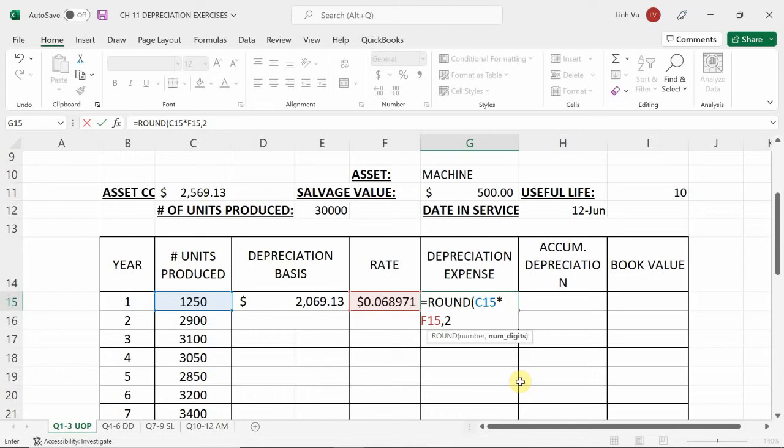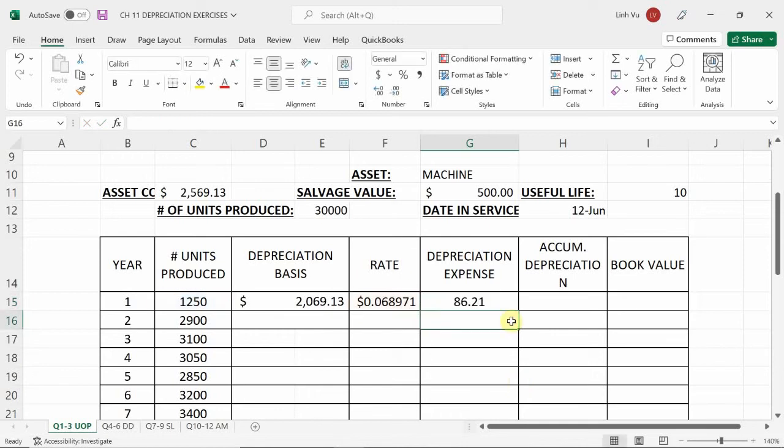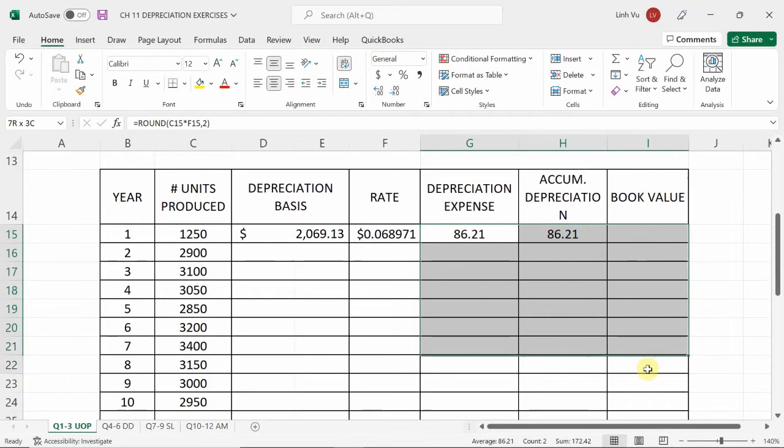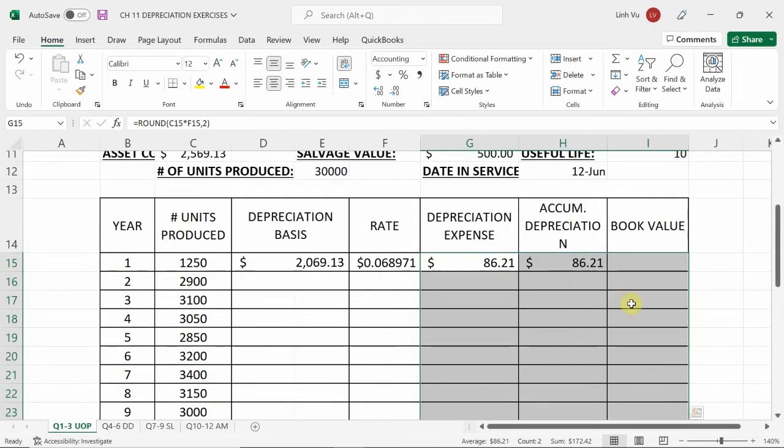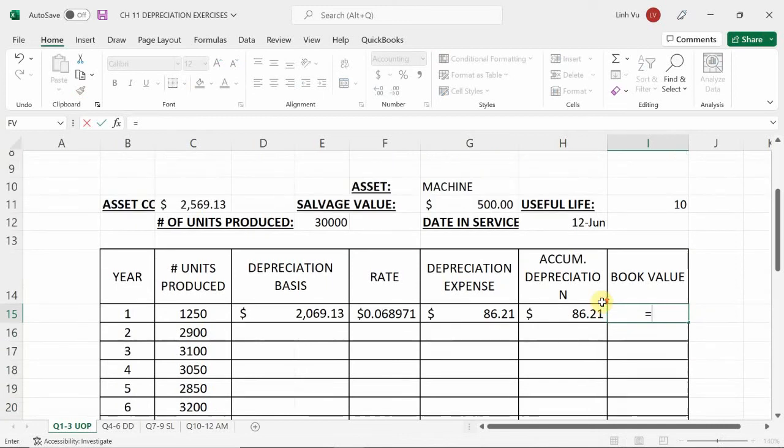Okay, $86.21. Good. All right, since we know the first year is going to be that one, what's my book value going to be? $2,482.92. Good.